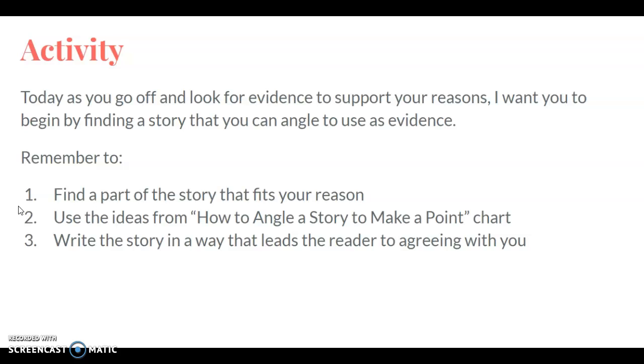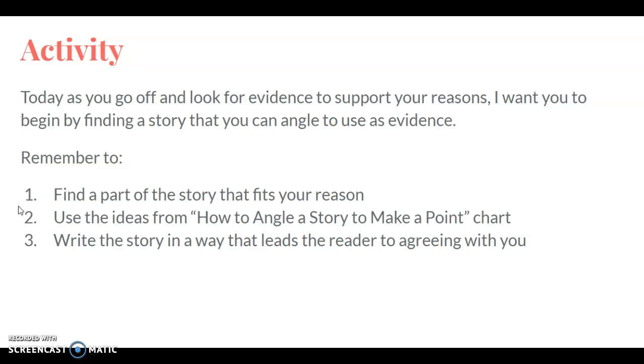Once you find a story that supports your thesis statement from yesterday and supports your first reason for that, you're going to be writing that down. You're going to be using that today, and that's number 3. But to help you, I want you to use point number 2, and that is the ideas from the how to angle a story to make a point chart. We'll include that for you so that you can look back at that to help you. And then finally, what you're going to be actually doing for writing is writing the story in a way that leads the reader to agreeing with you. You're trying to make a point.